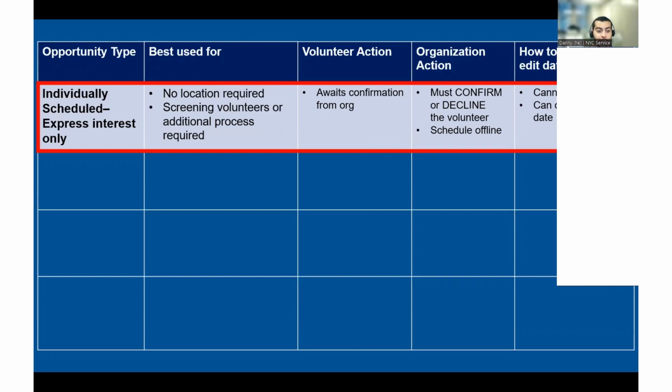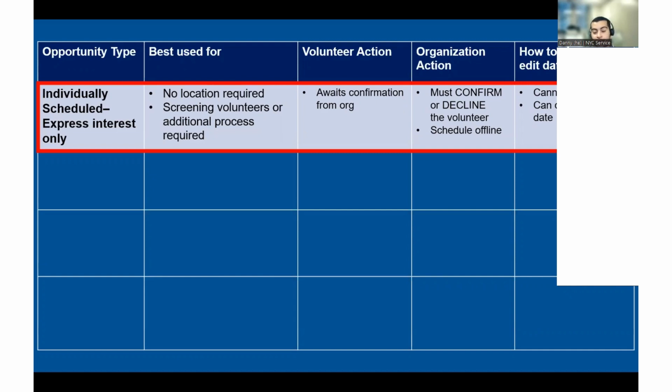Or if you're using our platform just to market your opportunities and you manage them somewhere else, or if you're referring them to your own website or another website, use this type of opportunity. And that is individually scheduled, express interest only. So this should be your default. If you go into the partner portal and you don't know which one to create, choose this one, individually scheduled, express interest only. If you were on the old website, it's almost similar to how our old website functioned. So if you also prefer that method, go with this type.